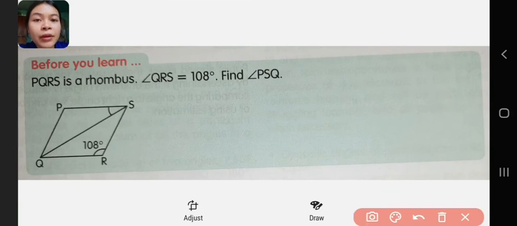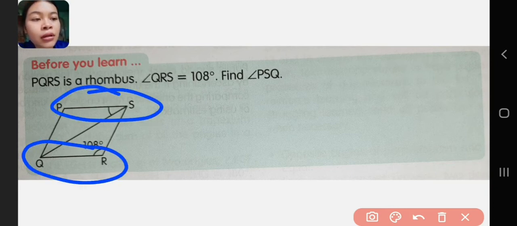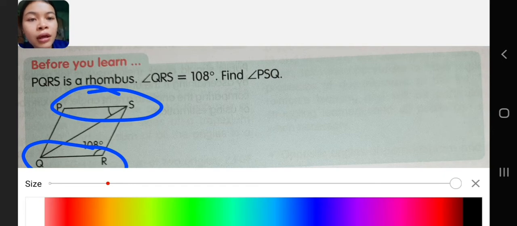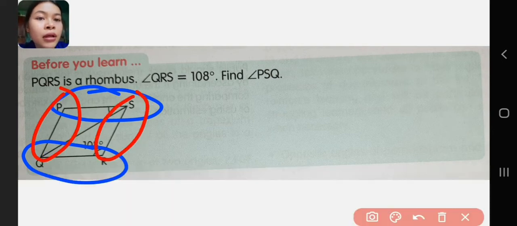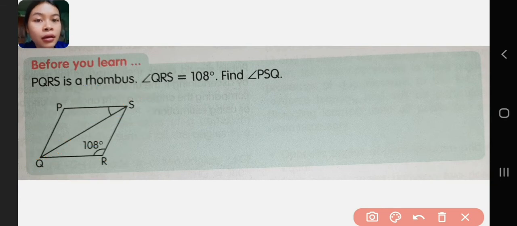Now PQRS is a rhombus. Like I've said before, the difference between a rhombus and a parallelogram is that in a rhombus, all sides are equal, while in a parallelogram, only the sides facing each other are equal. When this one and this one are equal, that will be different with this one and this one. But that is in a parallelogram.